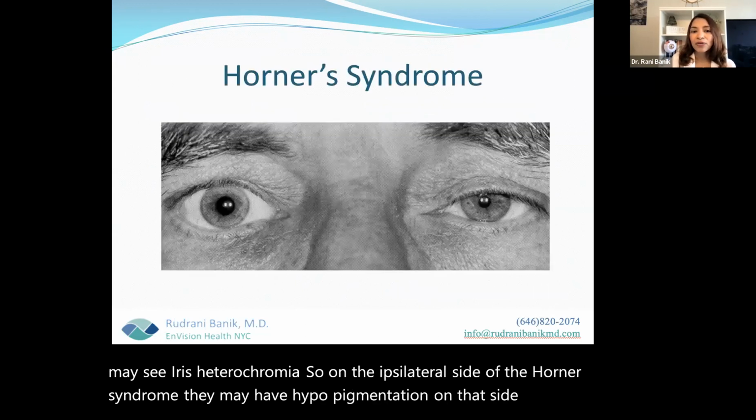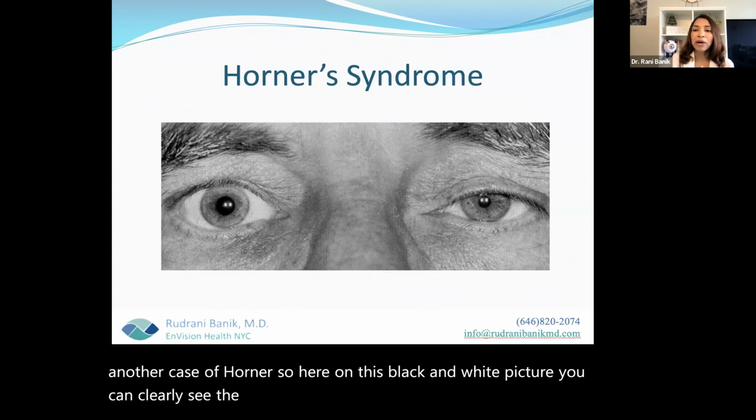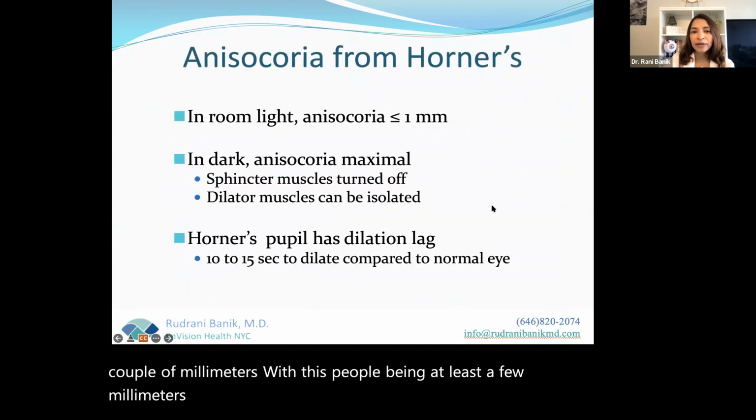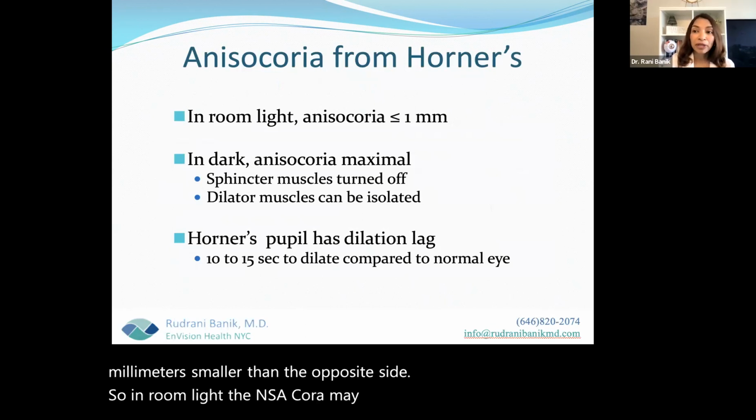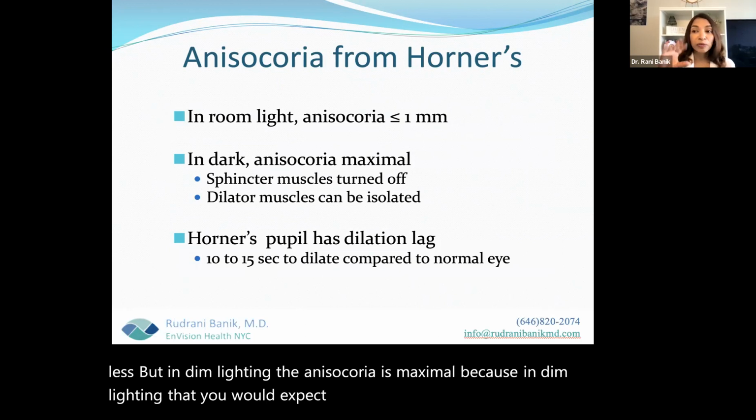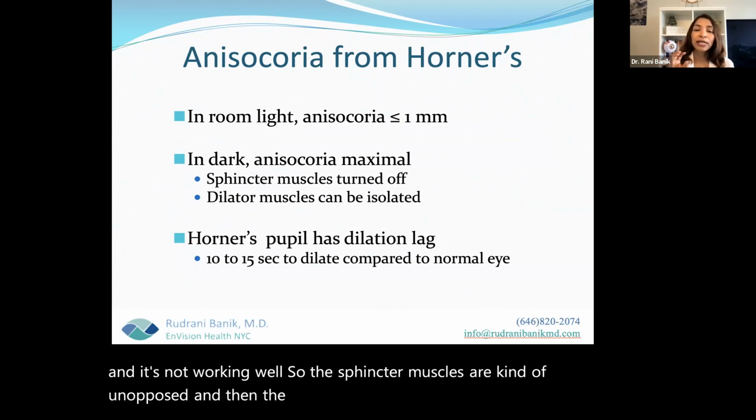So this is another case of Horner. Here on this black and white picture, you can clearly see the anisocoria. Again, the mild ptosis on the left, a couple of millimeters, with this pupil being at least a few millimeters smaller than the opposite side. In room light, the anisocoria may be mild, only 1 millimeter or less. But in dim lighting, the anisocoria is maximal because in dim lighting you would expect the dilator muscle to be working well, and it's not working well. So the sphincter muscles are kind of unopposed, and that causes the maximal anisocoria.